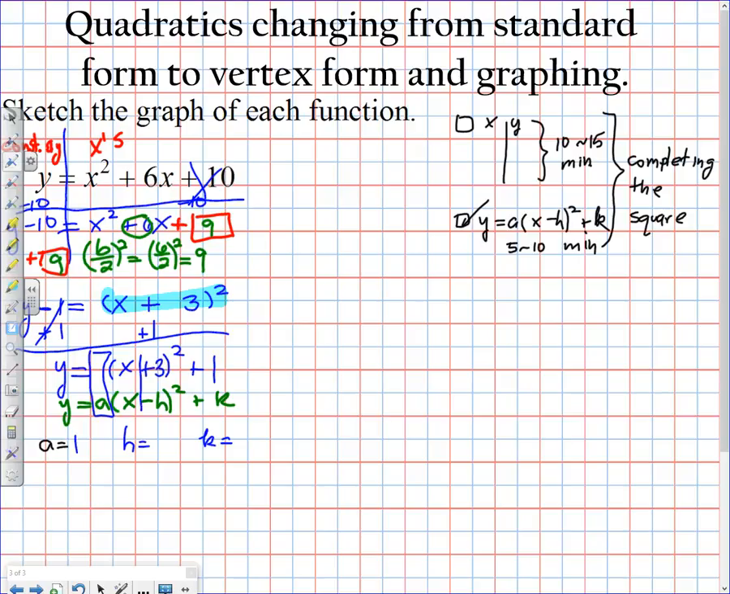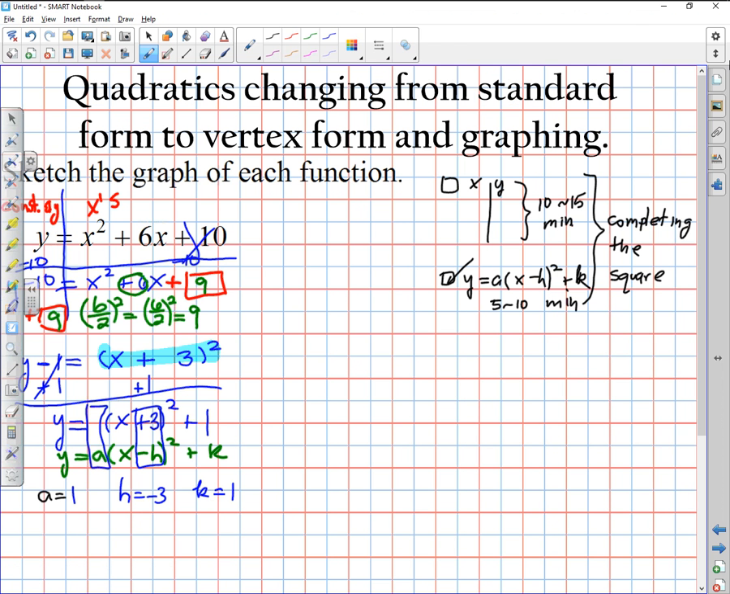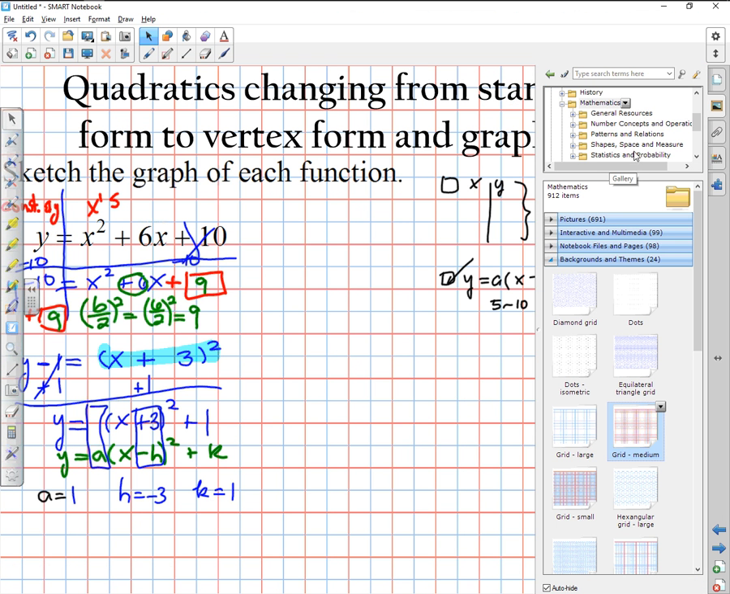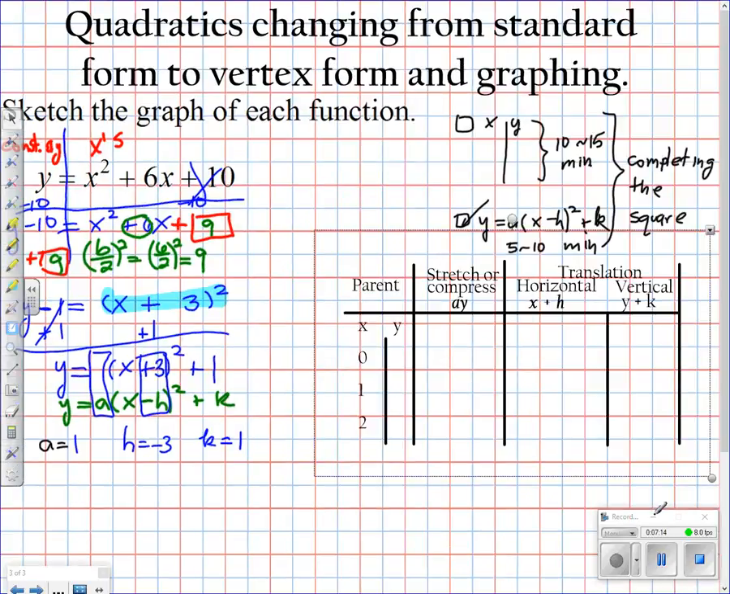This is my h value. Remember, the h is the opposite. The opposite of plus 3 is negative 3. And my k value is 1. Once you find that, then do the table of transformations. For the table of transformations, you do it this way. So this is my table of transformations.